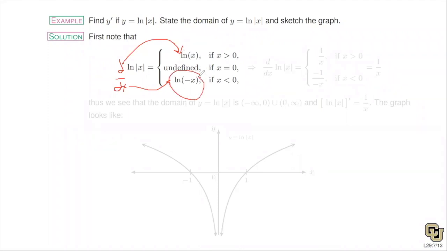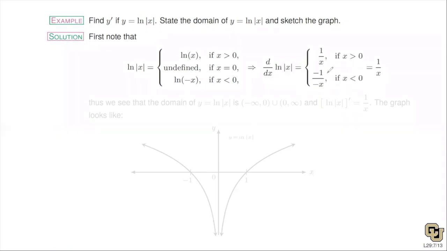Derivative of ln of negative x, you should see a composition of functions. The minus x is inside the natural log. So I need a chain rule. u is negative x, so u prime is minus 1, divided by minus x. Remember, the derivative of ln of blah is 1 over blah. Here the negatives cancel, and we get back 1 over x. So the derivative of the ln of absolute value of x, regardless of whether x is greater than 0 or less than 0, is always 1 over x.